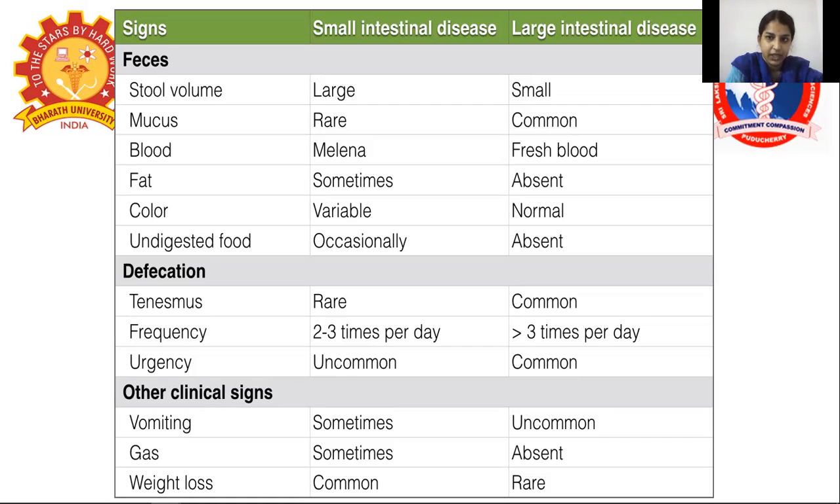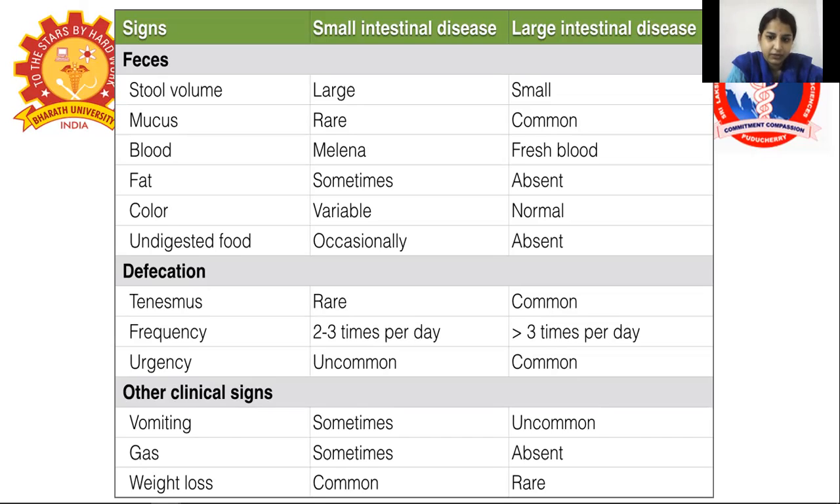Tenesmus is common in large intestinal diarrhea, and the frequency of stools is around 2 to 3 times in small intestinal diarrhea and more than 3 times in large intestinal diarrhea. And urgency to pass stool usually comes because of the receptors in the large intestine. So the pathology in large intestinal diarrhea causes urgency to pass stools.